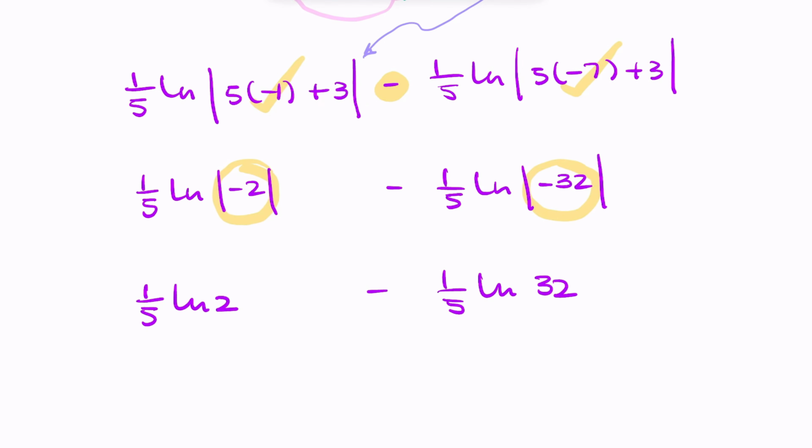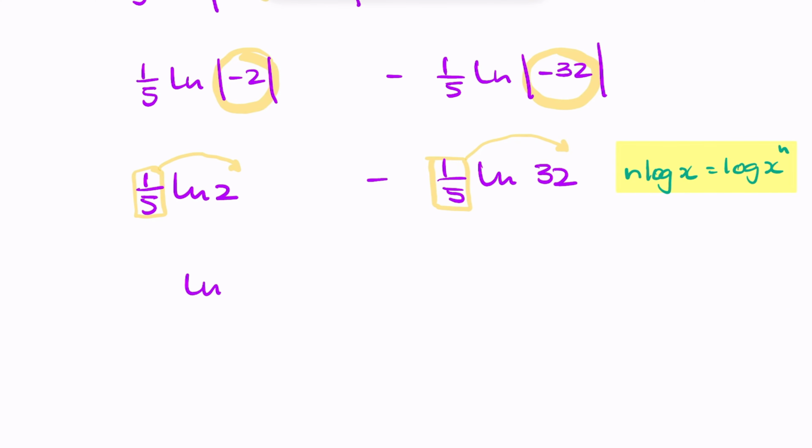Now, if you want to simplify this, we can take these coefficients and turn them into powers. We use a particular property of log. We know that n log x equals log x to the power n. And the natural logarithm ln is just log to the base e. So I can now rewrite this as ln 2 to the power 1 over 5 minus ln 32 to the power 1 over 5.